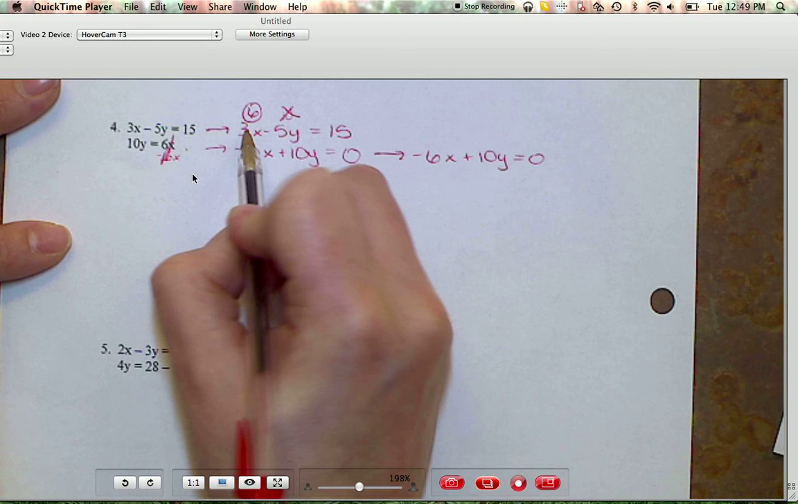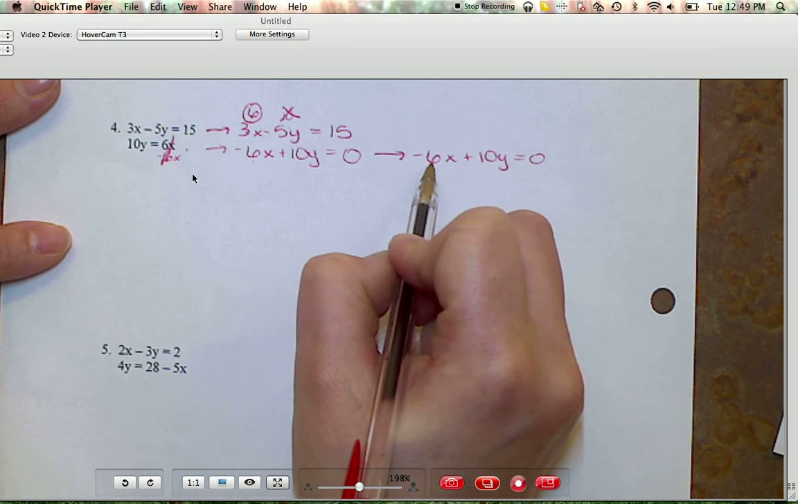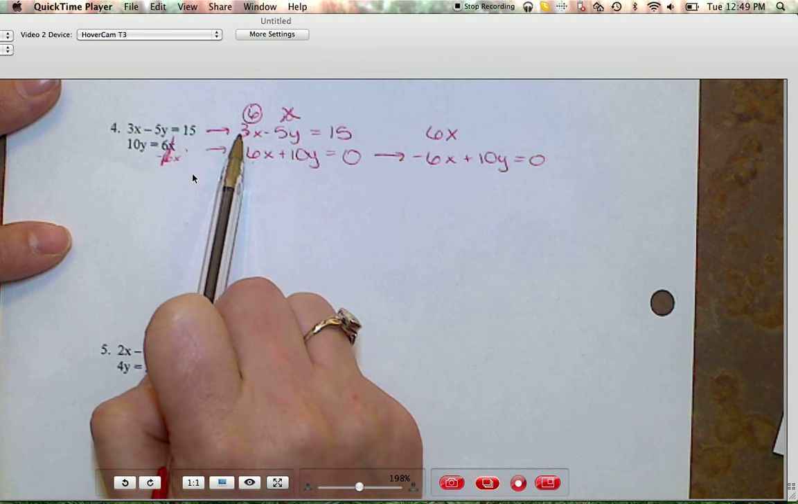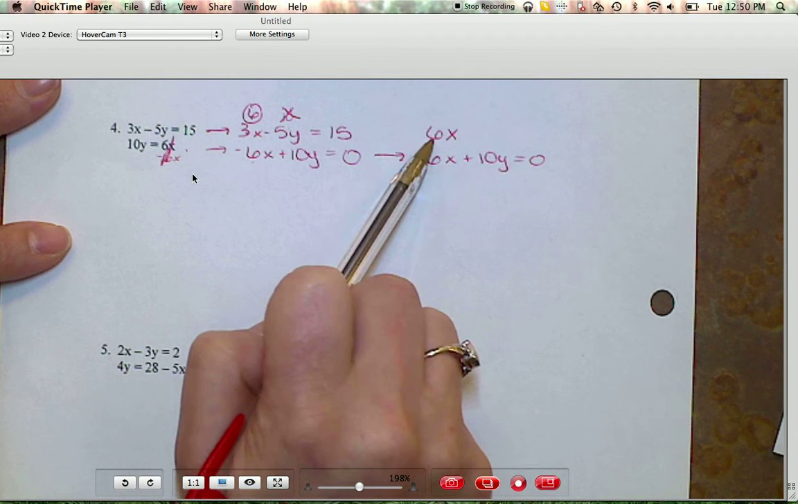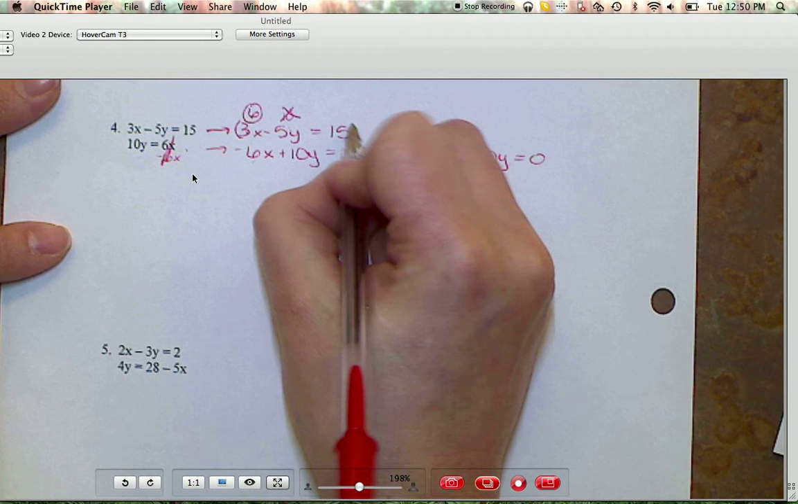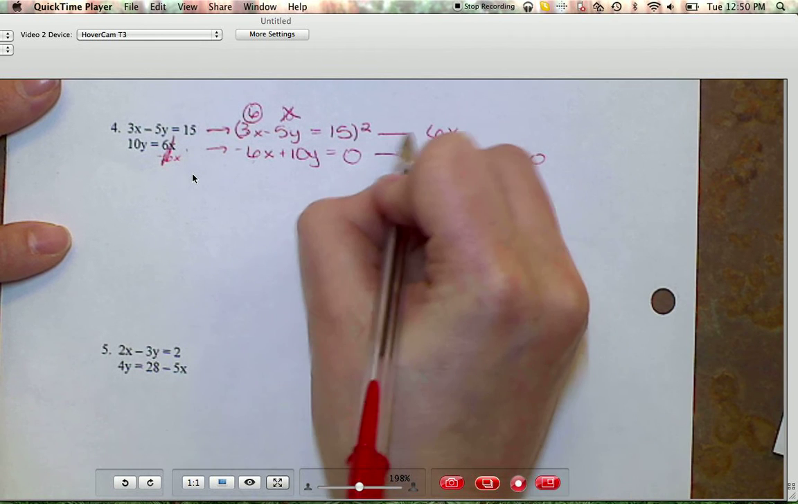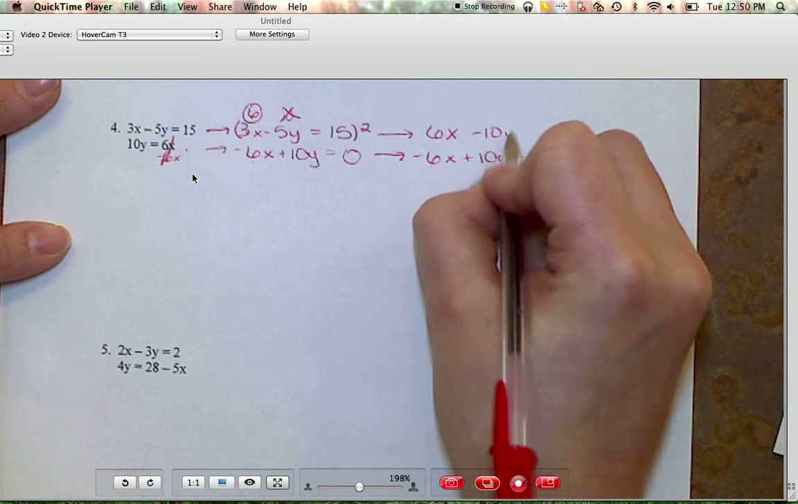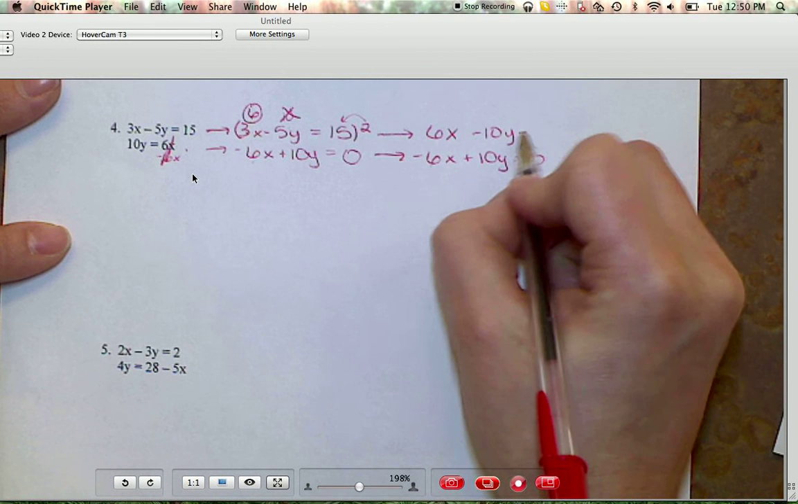But this one is a 3. We need the opposite of -6x, so we need a positive 6x. What can I multiply 3x by to get positive 6x? I can multiply that by a positive 2. So I get 6x minus 10y equals 30.